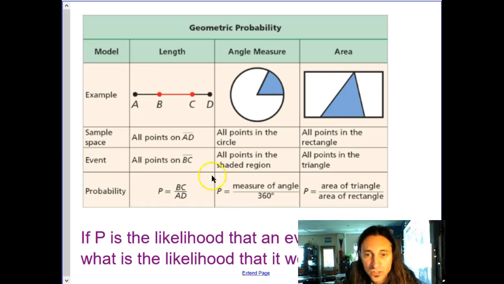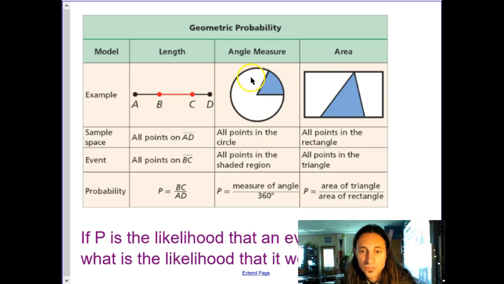So you may want to pause this table or just look at it with me, because when we talk about the length, the sample space on a line means all the points from A to D. The event, the probability of the event occurring that we're looking for, would be all the points between B and C, including B and C. So as a probability, you would say, the length from B to C out of the entire length from A to D. That would give you the probability of an event happening.